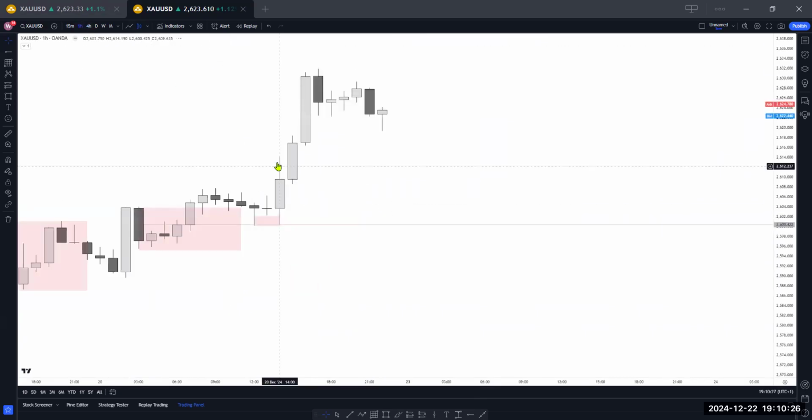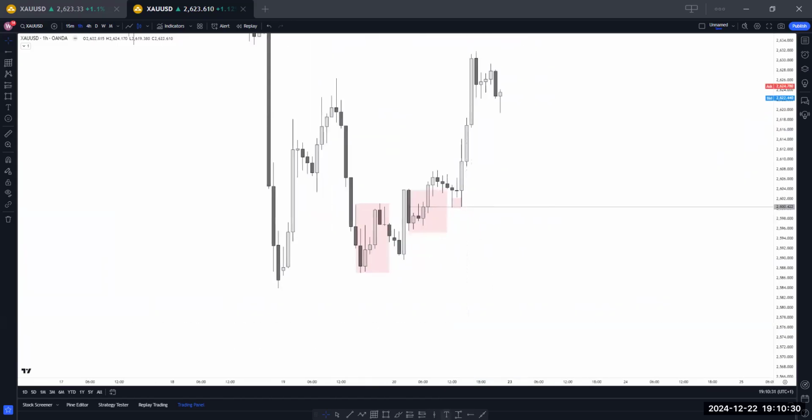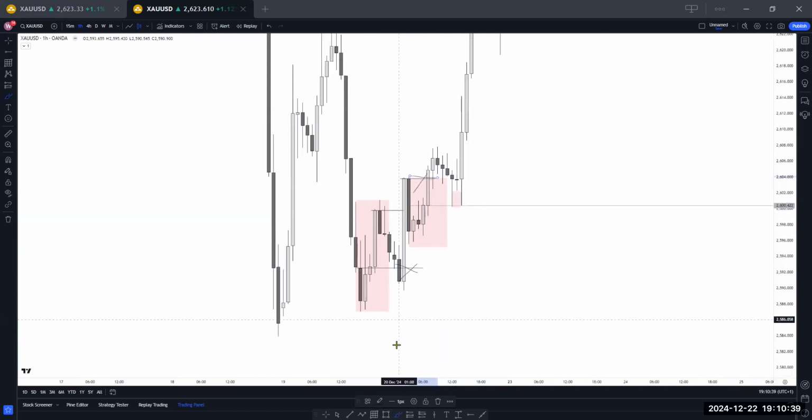I'll go to H1. What is on H1 that can give me an idea that price wants to buy? I'm on H1 and I'm like, oh, price is reacting from here. This is a breakout over here, this is another breakout, so that's a two-time breakout. Oh, this is an engulfing here. Sorry, I marked the engulfing.